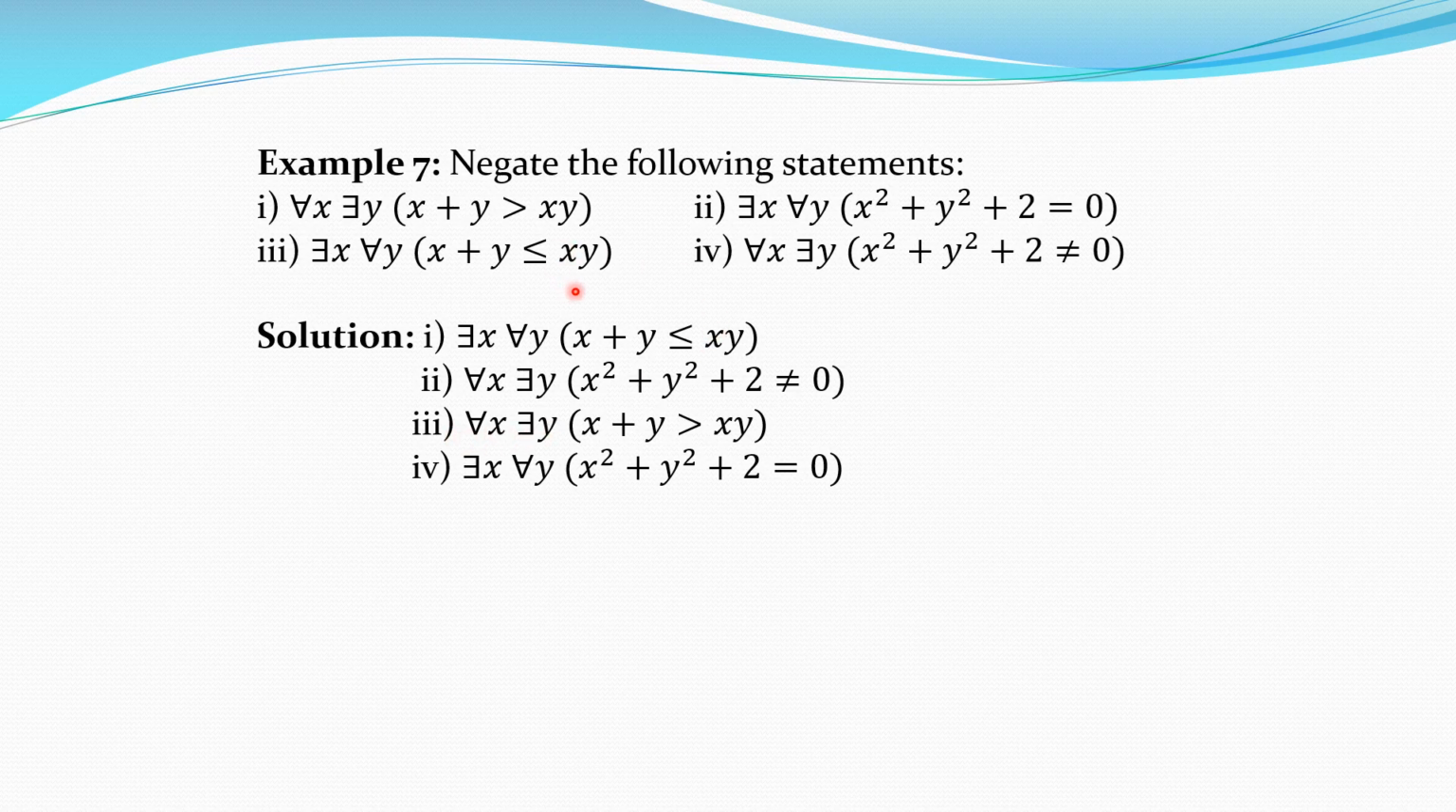Now fourth, for all x there exists y, x squared plus y squared plus 2 not equal to 0. So negation is there exists x for all y, x squared plus y squared plus 2. Not equal to means equal. So x squared plus y squared plus 2 is equal to 0. So in this way, given a statement in symbolic form, we can write its negation.